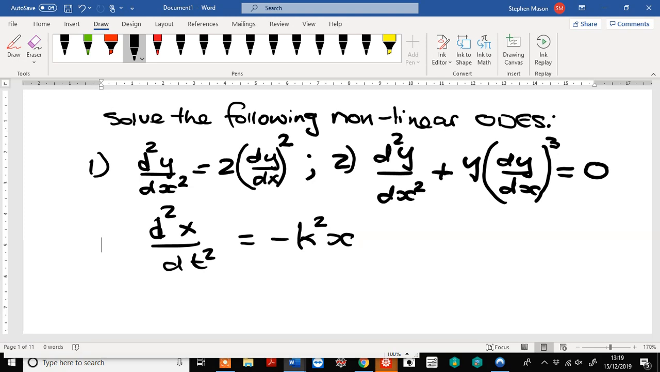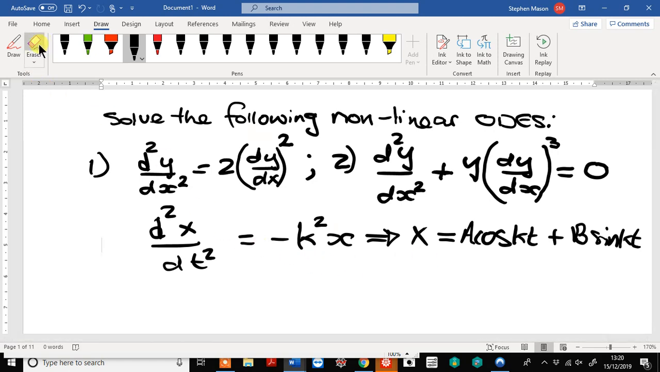So that form of simple harmonic motion equation gives rise to the solution x is equal to a cos k t plus b sine k t. And of course, I also showed you how to work out the constants by using initial conditions, but that was only one video and we might revisit that in due course.